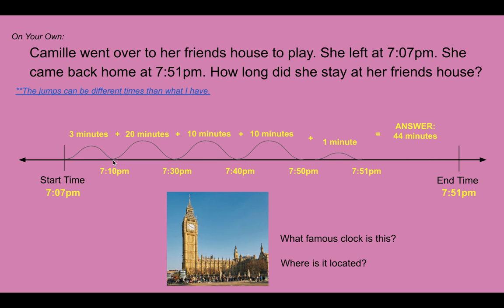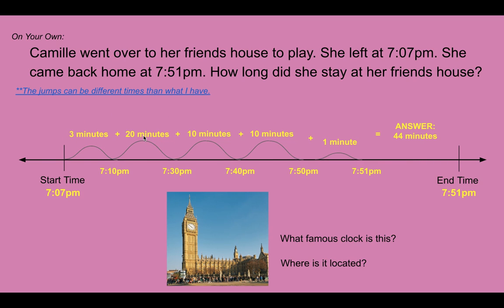Now from this friendly time, I can add 20 minutes, which is a good friendly number, to get me to 7:30, which is another friendly time. 10 minutes, a friendly number, gets me 7:40, a friendly time. 10 minutes from there, another friendly number to a friendly time. And then 1 minute, 7:50 to 7:51. Again, I did not reach all the way to the end, but that's okay because I got my end time of 7:51. Then I just add all of these times together.